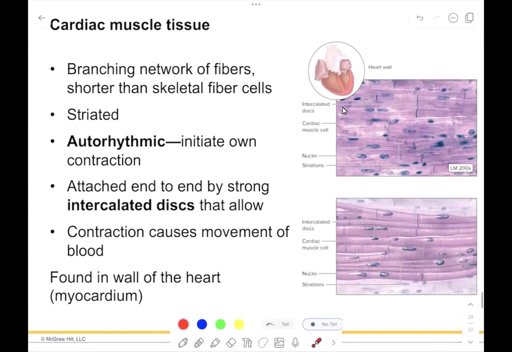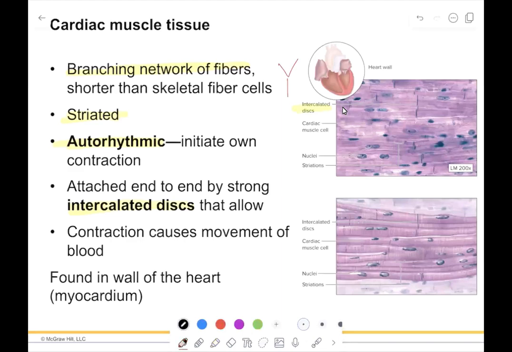Our next type of muscle tissue is cardiac muscle tissue. It is a branching network of fibers. And a lot of times they're actually Y-shaped the way they are branched. They are also striated. They're autorhythmic, so they initiate their own contraction. I mean, thankfully, in the morning, we don't have to wake up and tell our cardiac muscle to contract, thankfully. They are attached end to end by very strong structures called intercalated discs. And what this connection allows is for chemicals to pass very quickly from one cell to another.